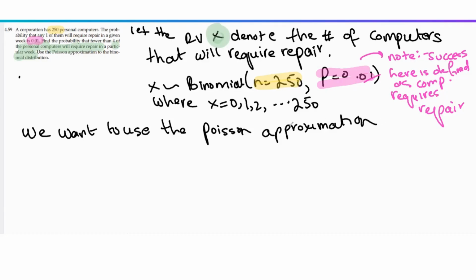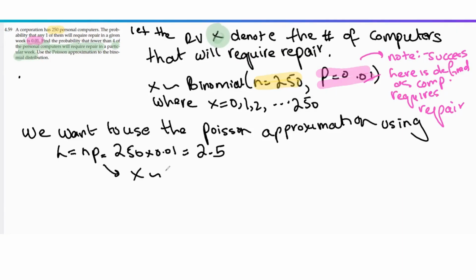Now, when we use the Poisson approximation, we know a Poisson random variable has one parameter lambda, which represents its mean value and its variance, and we need to know the parameter to find any probabilities concerning this Poisson random variable. When we use the Poisson approximation to binomial, the parameter lambda is np, which is just the mean value of the binomial random variable. That is what you use as your parameter for a Poisson random variable, lambda, which represents its mean and variance. So now n over here is 250 and p over here is 0.01. So lambda is just 2.5.